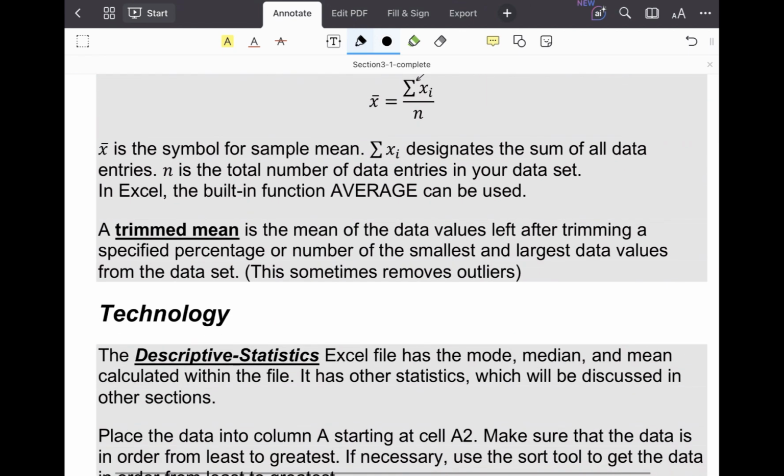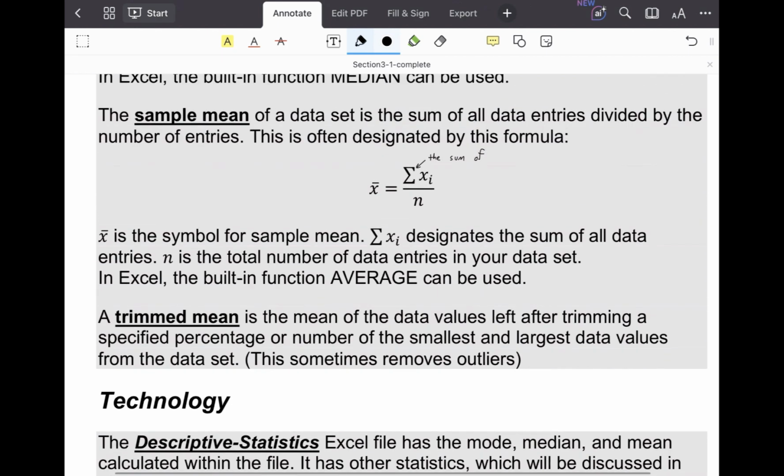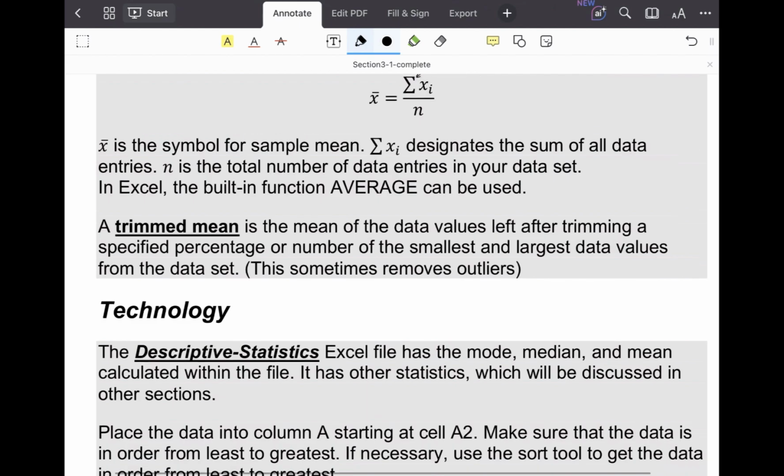Okay, now trimmed mean is another type of mean, so similar to the sample mean, except that they take away some of the smallest numbers and take away some of the largest numbers. When you do that, it typically is to remove outliers so that you have less skew from those outliers. And I guess that depends if you have outliers in both directions or not. But typically, if you're trimming your data, you're trying to remove those outliers.